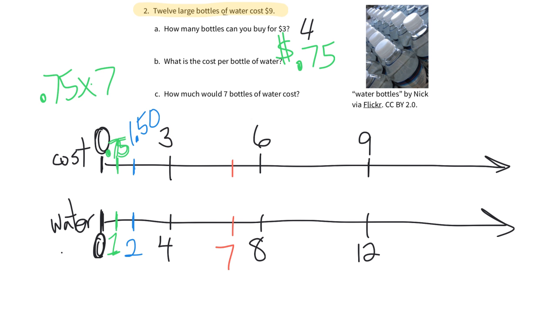So let's see. $3 plus $1 is $4. 75 cents plus 50 cents is $1.25. So $4 plus $1.25 is $5.25. So seven bottles of water is going to cost us $5.25.